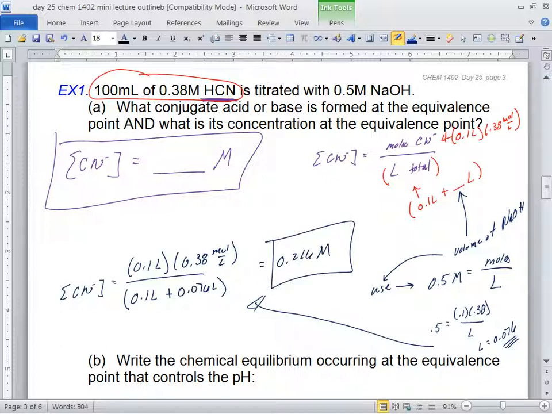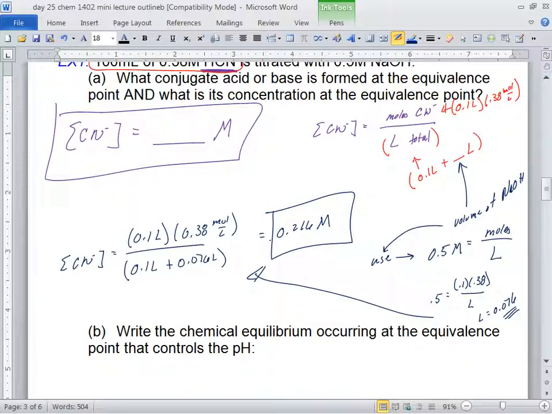Okay. Connor, you got that? All right. Then the last part, they wanted you to write the chemical equilibrium occurring at the equivalence point that controls the pH. So Mia, what reaction would you write? What chemical reaction controls the pH?